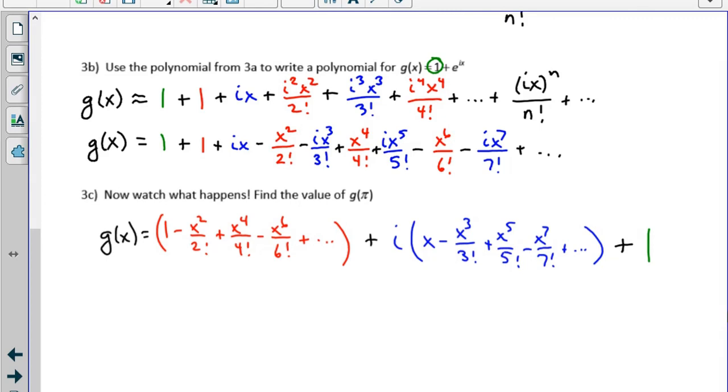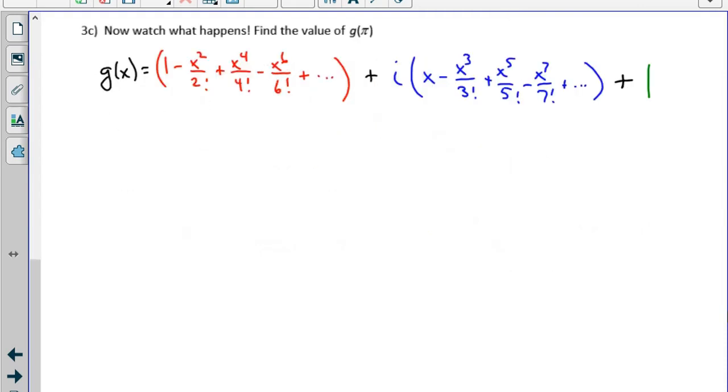And so what we have here is this stuff in red, which someone that is relatively astute might recognize is actually cosine of x.